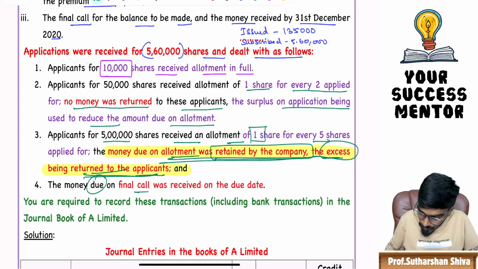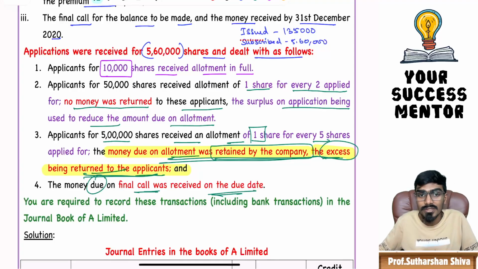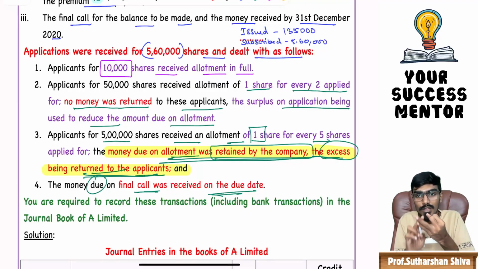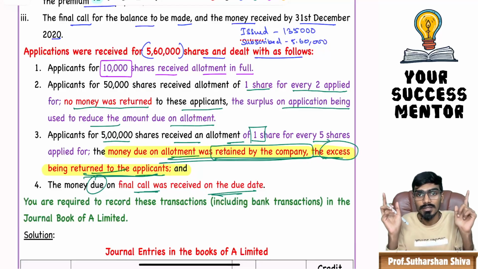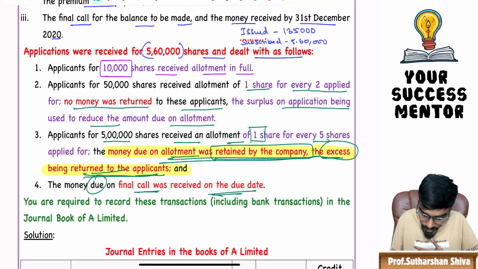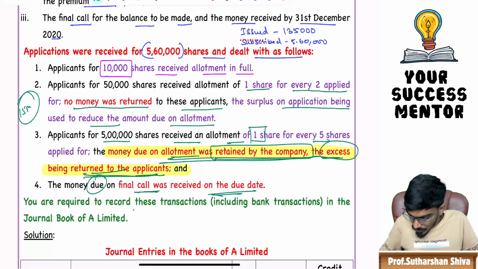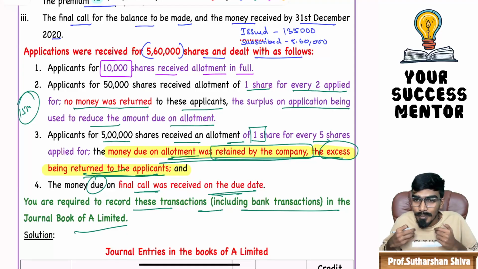The money due on final call was received on the due date. This is a basic pro rata question without forfeiture, without reissue, without gain on reissue, and without call scenarios. It's a basic question which they are testing for 15 marks. You are required to record these transactions, including banking transactions, in the journal. Means basically you need to prepare all the journal entries required.